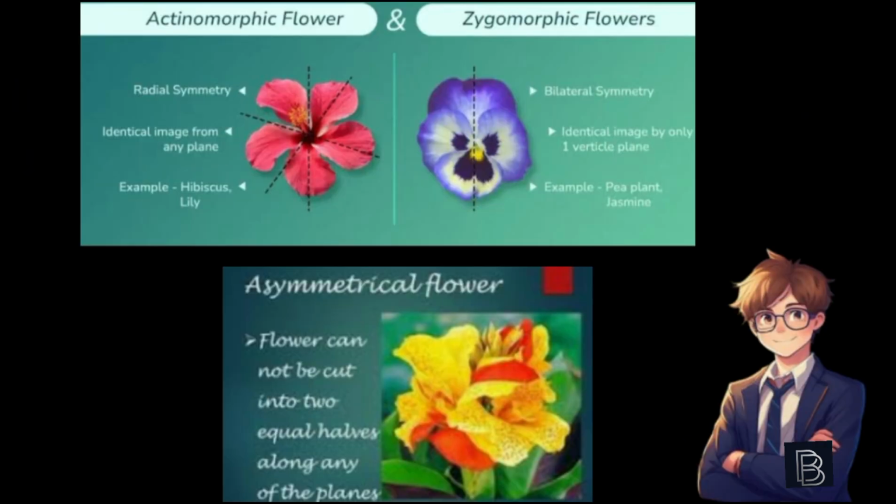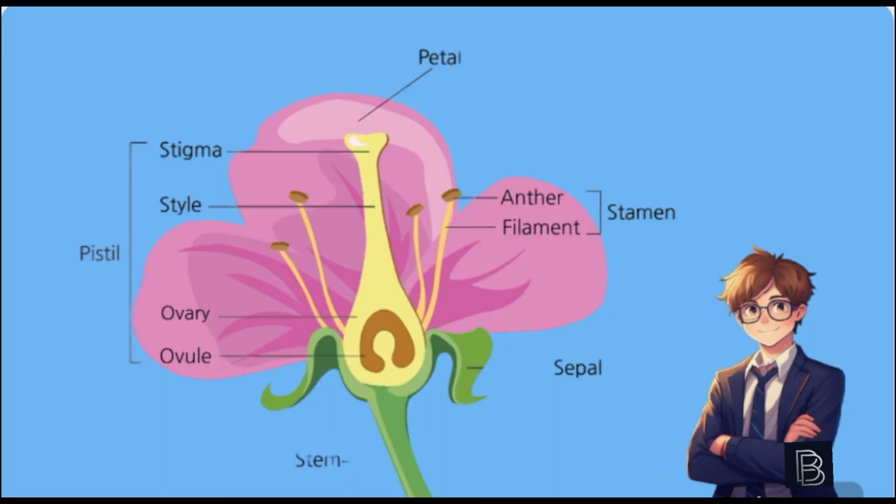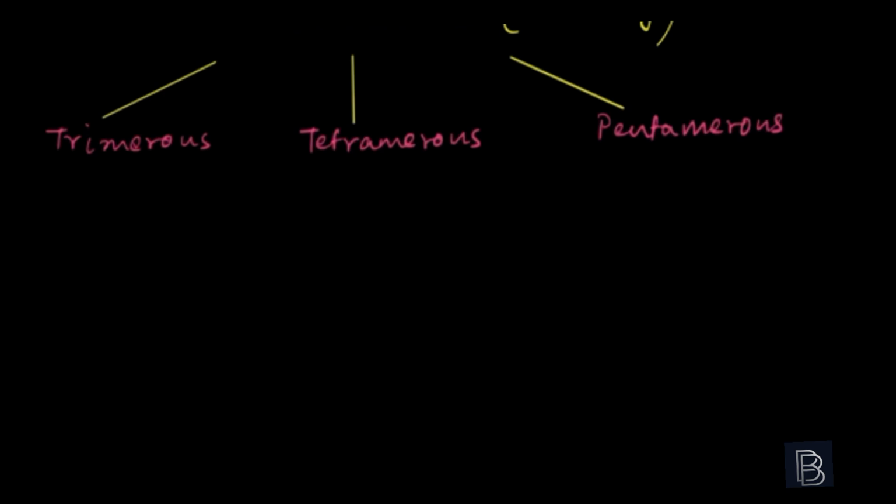Another way of classifying the flower is merosity. What is merosity? It is the number of the parts of a flower, like the number of petals, number of sepals, or the number of stamens. So most of the flowers are either trimerous, tetramerous, or pentamerous. What do I mean by that?